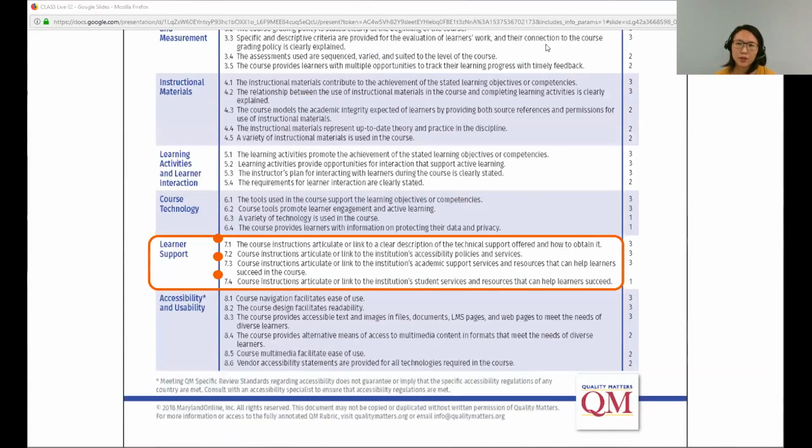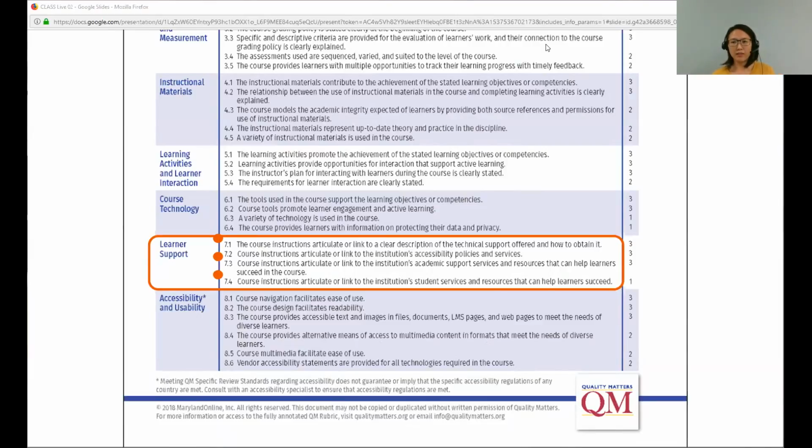Looking at learner support. Learner support basically recommends that you make students aware of the various resources that are available to help them be successful. Okay, so I'll just let you glance through that or skim through that really quickly.